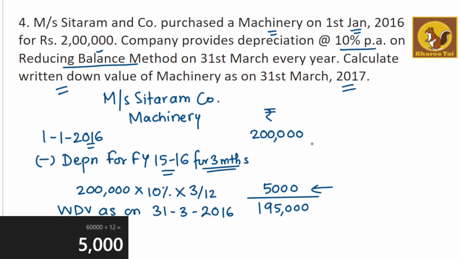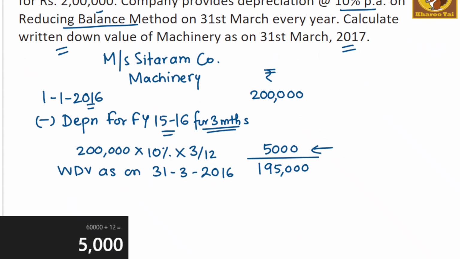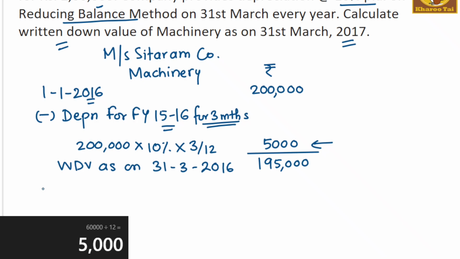And we want WDV for 2017. So we will have to calculate depreciation for 1 more year. This time the asset is used for the whole year. So depreciation for FY 16-17, and this time the calculation will be for the whole year, not for 3 months. And the most important thing is the reducing balance method. We are calculating depreciation as per the reducing balance method, written down value method. Then the depreciation will be calculated not on this value but this value.